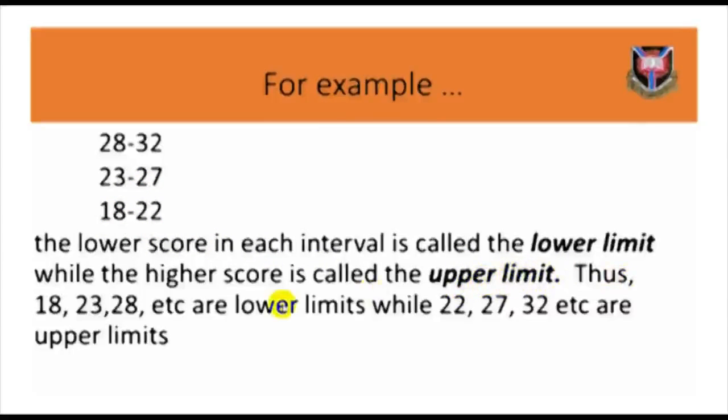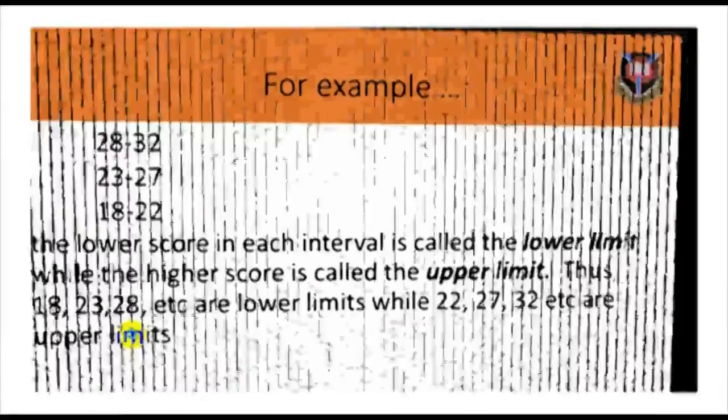The lowest score in each interval is called the lower limit, while the highest score in each interval is called the upper limit. Thus, 18, 23, 28, and so on are lower limits, while 22, 27, 32, and so on are respectively upper limits in the example in table 4. As guidelines, note the following.